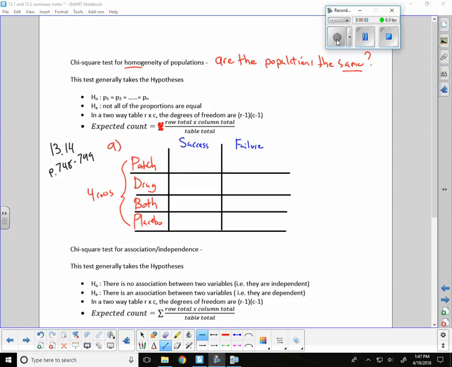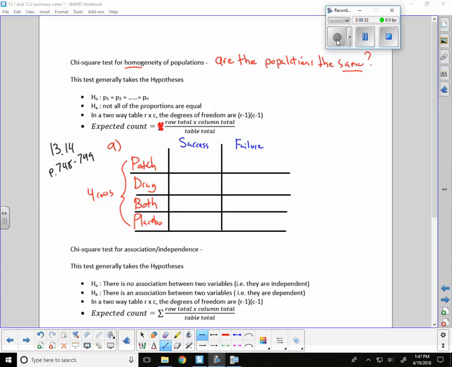All right, we spent a moment just talking about this design, that it's a double-blind design, meaning that the researcher and the participant did not know what treatment they were receiving, and the goal is to figure out whether or not a patch or a drug or both together are more beneficial for helping someone quit smoking. And success is defined as not smoking for a year after the treatment. And failure would be, yes, they smoked again.